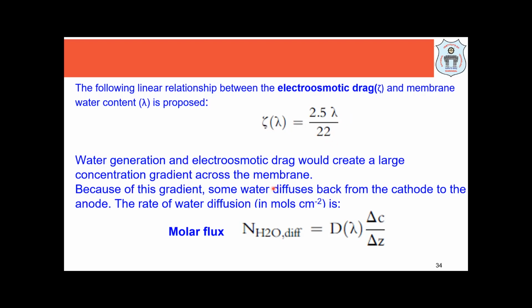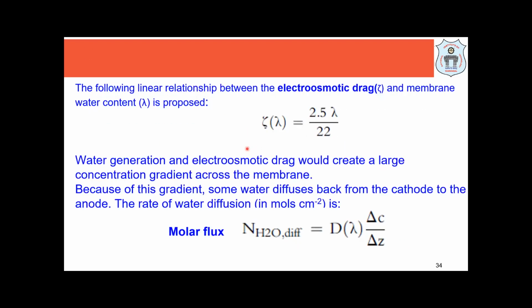Water generation and the electroosmotic drag will create a large concentration gradient across the membrane. Because of this gradient, we know that whenever there is a concentration difference, a driving force is established, so mass transfer will take place. Some of the water will diffuse back from the cathode to the anode side, and the rate of water diffusion is given by the molar flux, which is diffusivity times delta C by delta Z, which is nothing but Fick's law of diffusion.